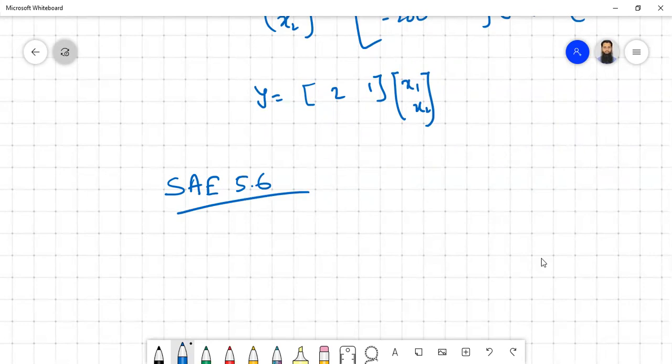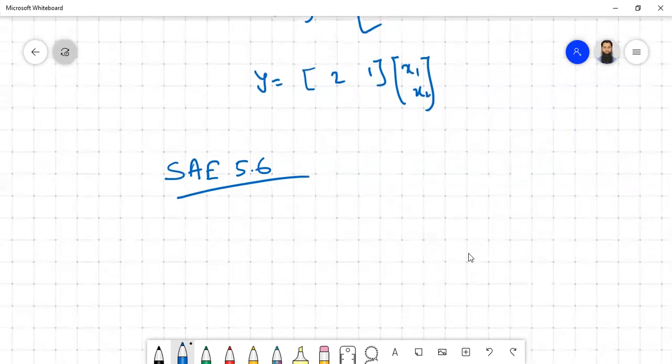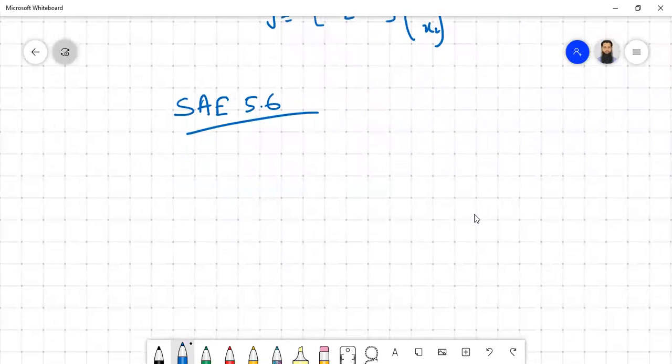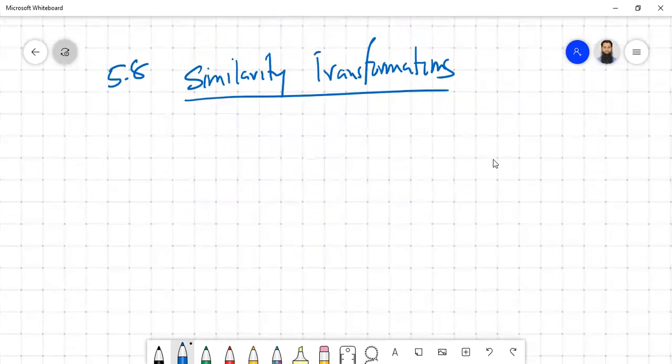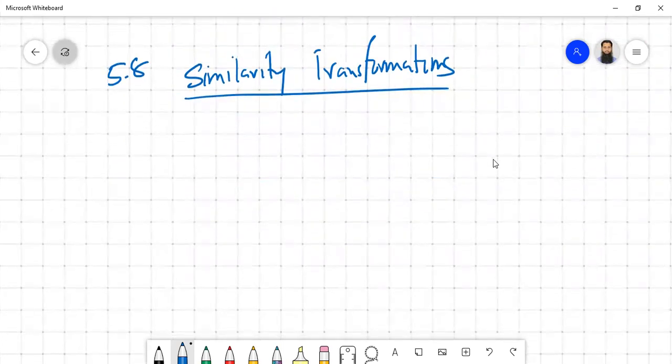Now let us go to the next topic, that is similarity transformations, article 5.8. Okay, similarity transformation. So if you have one form, then how can we jump to the other form? So this is what the similarity transform is all about.